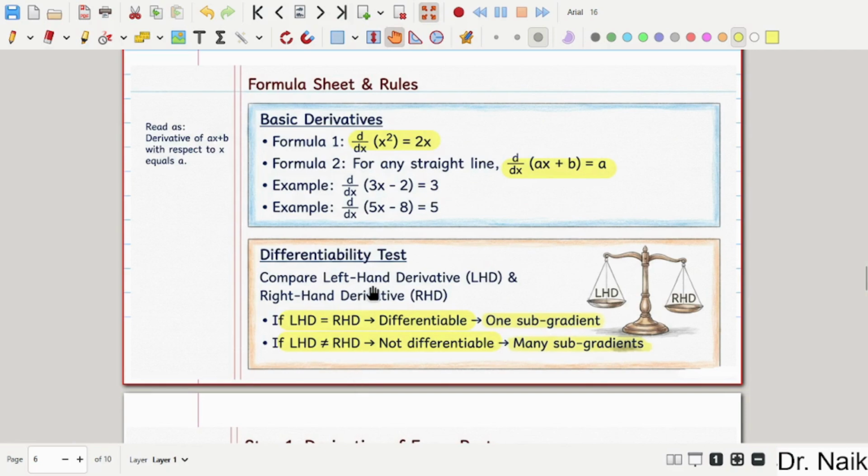The differentiability test compares the left hand derivative and the right hand derivative. If the LHD, left hand derivative, is exactly equal to the right hand derivative, then we can say that the function is differentiable and it has one subgradient. But if the LHD is not equal to the RHD, then the function is non-differentiable and it has many subgradients.